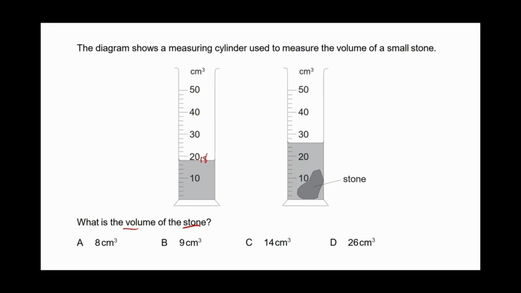Okay. After immersing the stone, the volume increased to reach 20, 22, 24, 26. So the volume is the final volume minus the initial volume, or the volume of both water and the stone minus the volume of the water only. So the answer is 26 minus 18 equals 8 cubic centimeters.